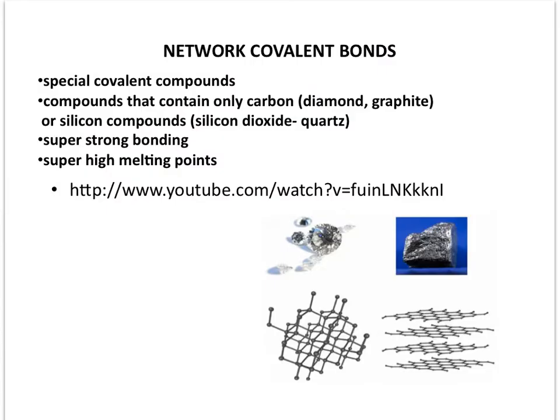So network covalent bonds are special. They're only in certain compounds, such as silicon dioxide, which is quartz, and the different allotropes of diamond, graphite, and Buckminsterfullerene. They have super strong bonding patterns, which means super high melting points.